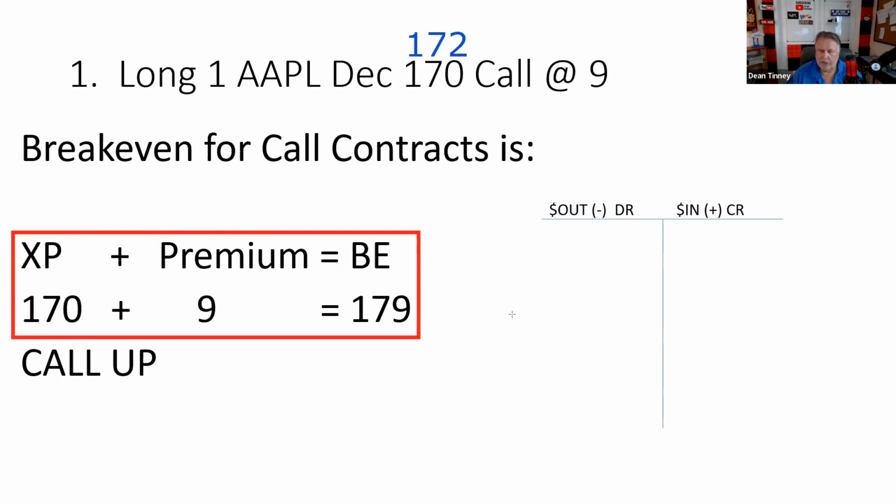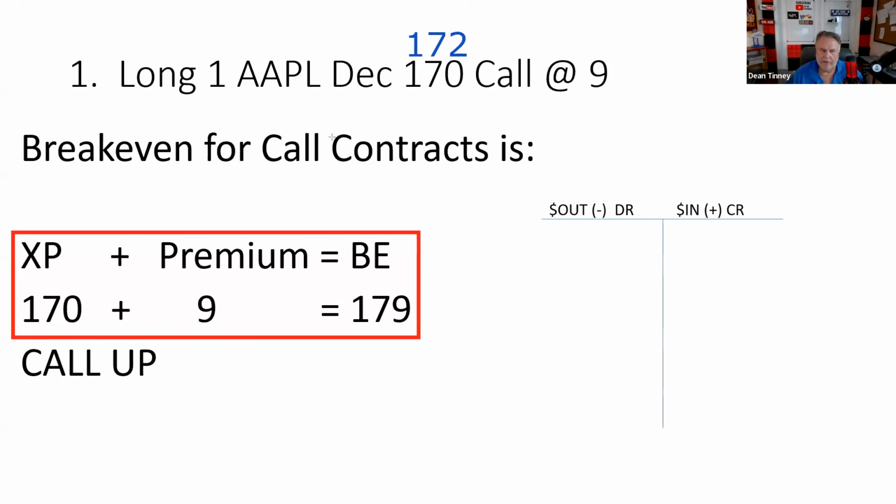Now, I'm not going to put $900 into my dollar out box. And the reason I'm not putting $900 in there is because I just told you that break even is expressed as a per share number. And I would suggest you do things on a per share basis and then multiply it in. I'll show you what I mean by that. So is that 9 points?